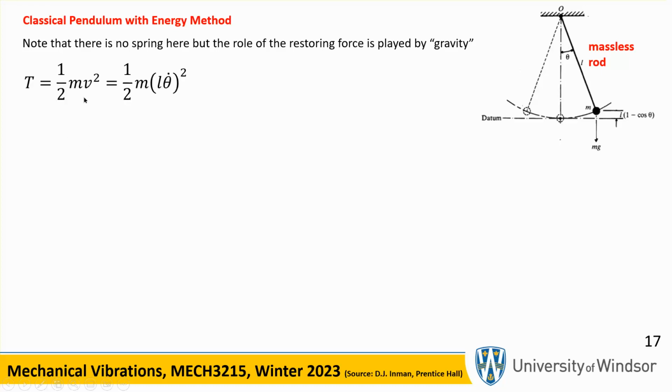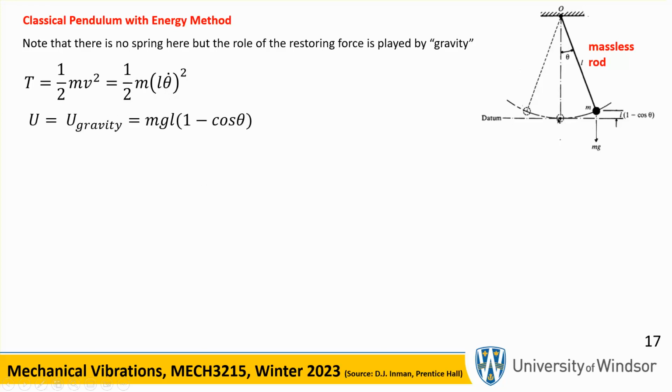When it comes to kinetic energy, it is just 1/2 mass times velocity squared, but based on the stuff that we did, we know if this angle is theta, the velocity of the mass, based on the stuff that you did in second year dynamics, is L times theta dot. That's what we did here, second year dynamics.